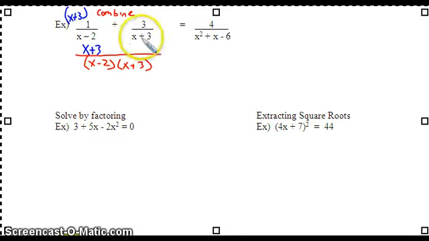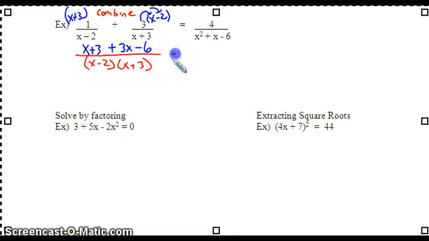Okay, over here, if I wanted to put this in over one denominator, again, I have the x plus 3 portion of the denominator, I'm missing the x minus 2. So I'd have to multiply by x minus 2. So when I use the distributive property, it's going to be 3x minus 6.